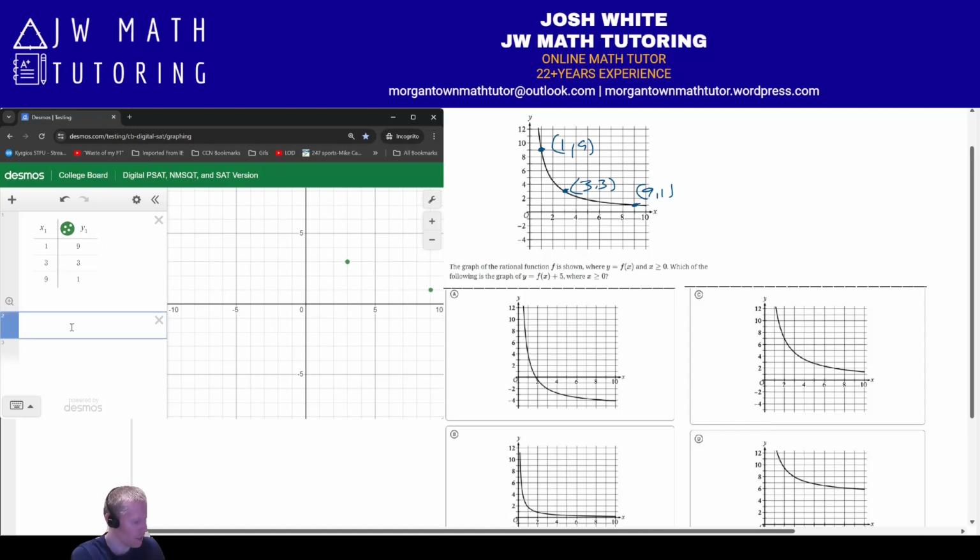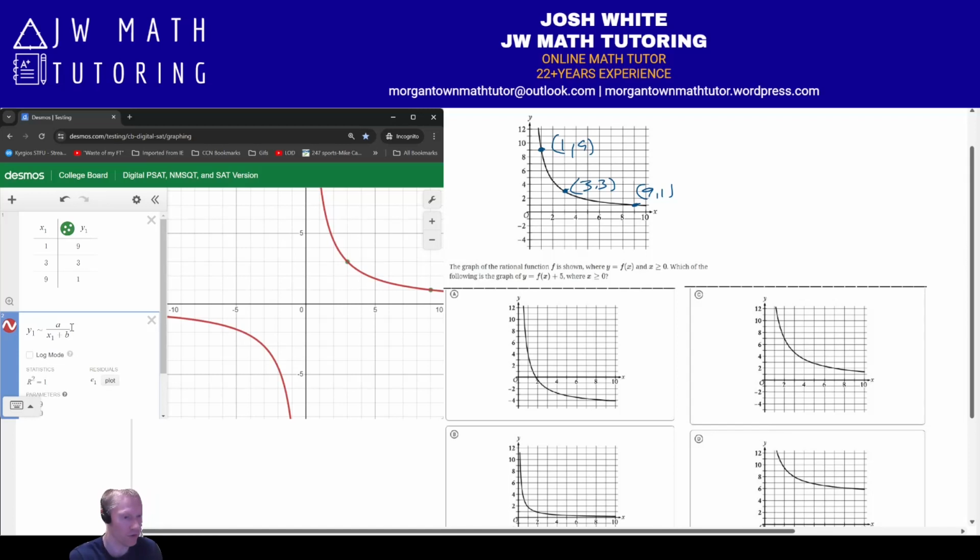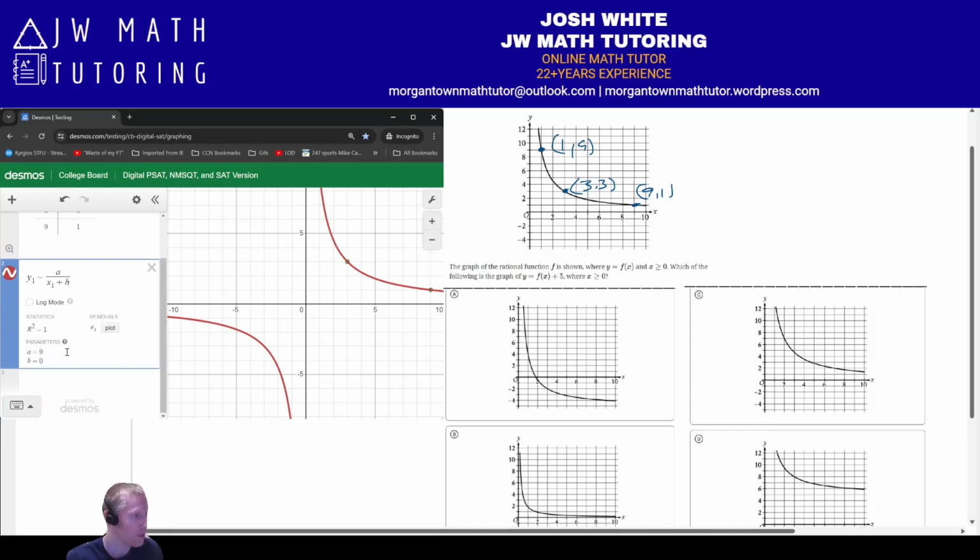All right, now I'll go ahead and do a basic regression for a rational function. The basic form is just going to look like this: some number on the top over an x, plus or minus a number. So the a and b values are the two values I'm looking for. This gives me an a value of 9, so there's a 9 on top, and b is just 0. So this function that's graphed here on the screen is really 9 over x.